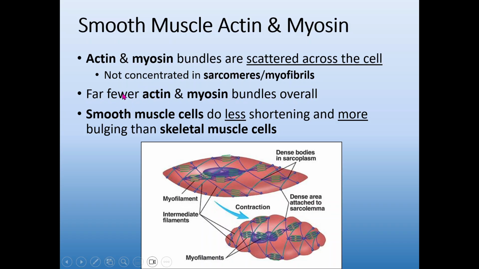That means overall, compared to skeletal muscle, there are far fewer actin and myosin. So the overall contraction is going to be reduced because we don't have as many of those fibers overlapping during that process. They are going to do less shortening, and in fact, the overall result of the contraction of a smooth muscle cell looks much more like bulging. It's going to shorten, but it's also going to spread out to either side.